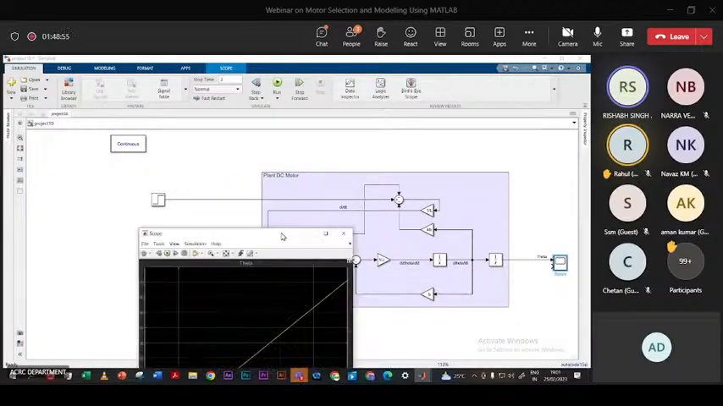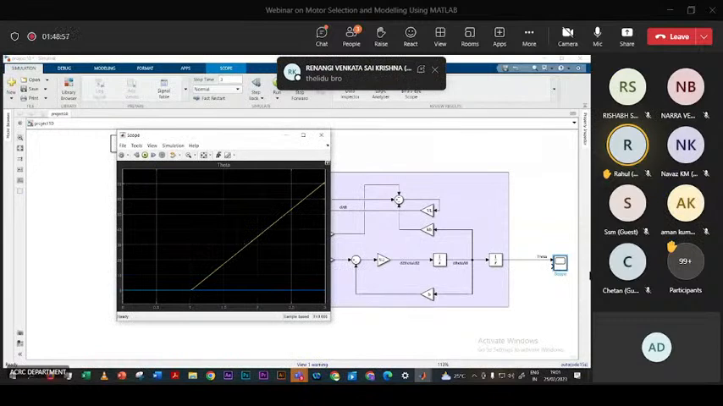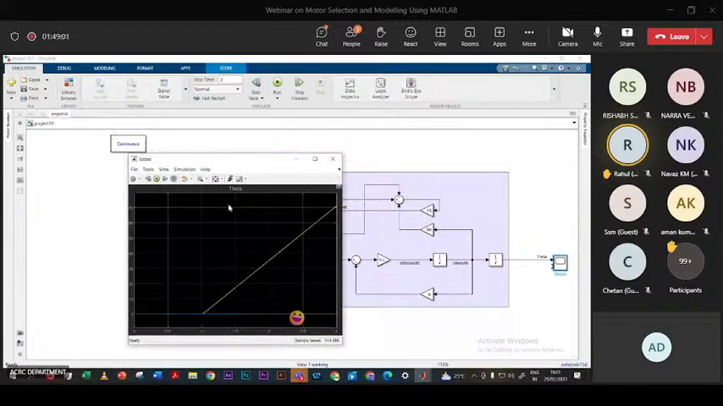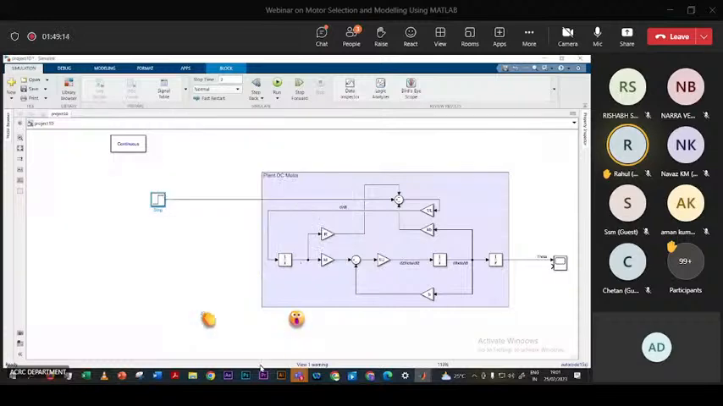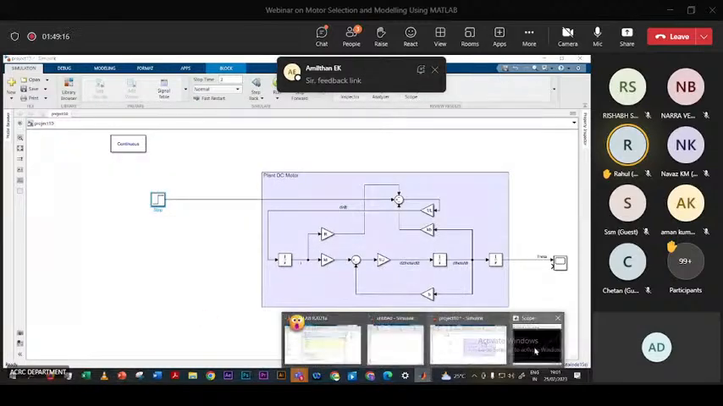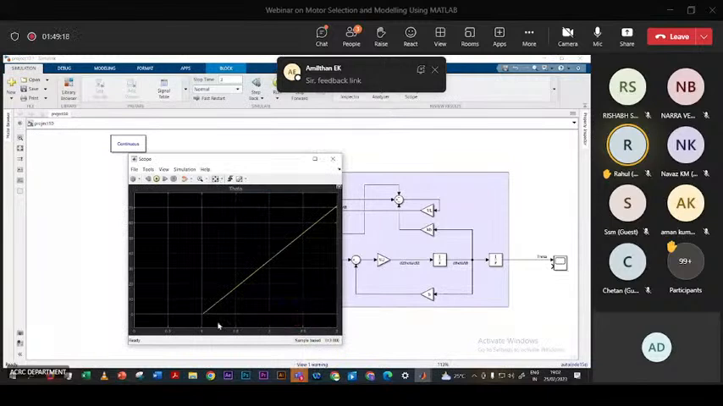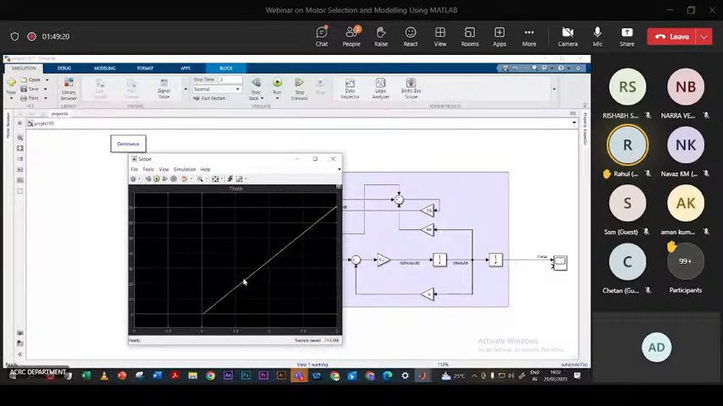So here I got my output. My initial voltage at this step, I have applied a step signal of voltage, and my step time is 1, and my final value is 1. That means that after 1 second I am applying 1 volt, and after that I got my answer.